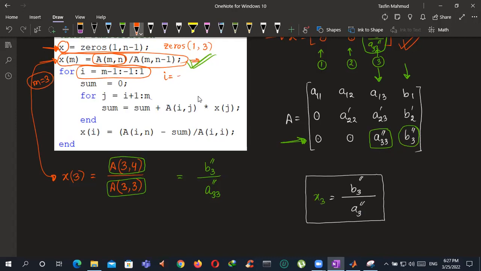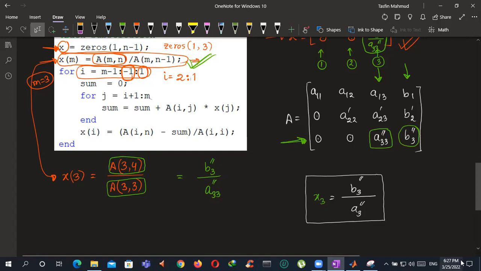M minus 1 gives us 2. Then we are decrementing by 1. We are having a decrement operation. So we will decrement and reach up to 1, 2 and 1. So the outer loop will run for I equals 2, and then the outer loop will run for I equals 1. Okay.